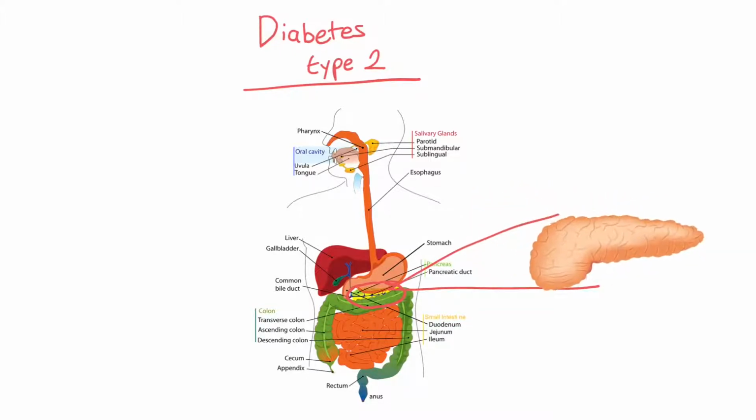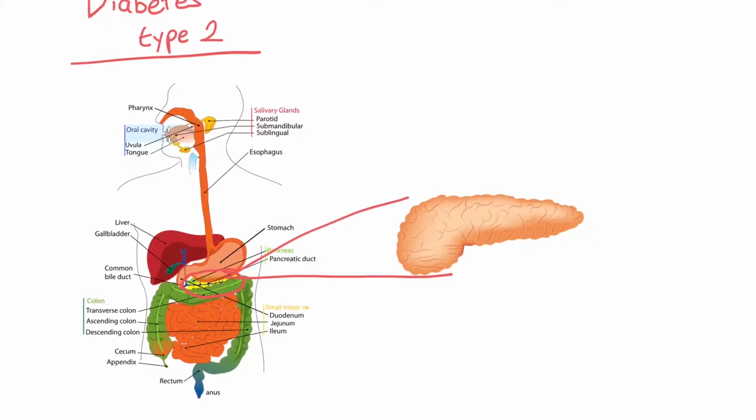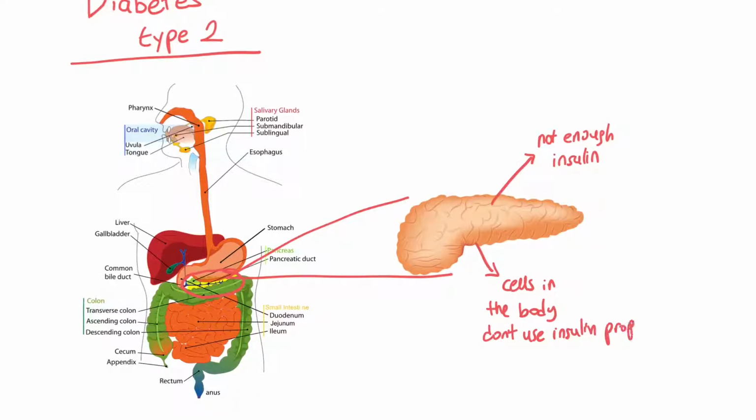So the pancreas is an organ which produces insulin through some specialized cells, which are the beta cells. And obviously insulin is a hormone that is produced from the pancreas, which allows you to process sugar or glucose or carbohydrates. In diabetes type 2, there's two things that could happen: your body doesn't produce enough insulin, or the cells in the body don't use insulin properly.